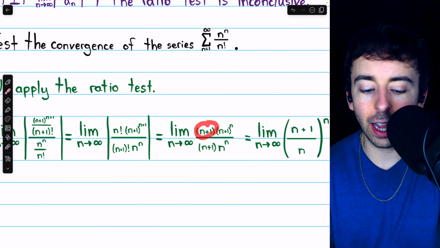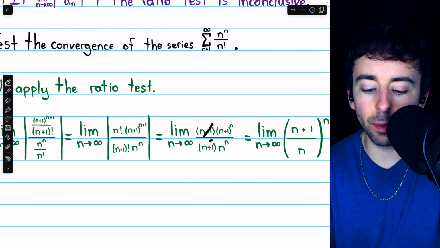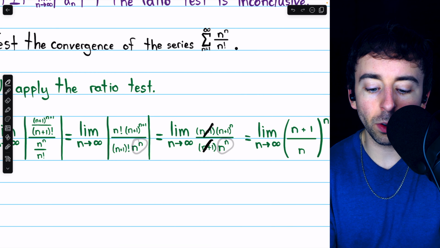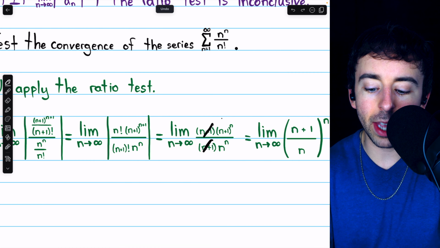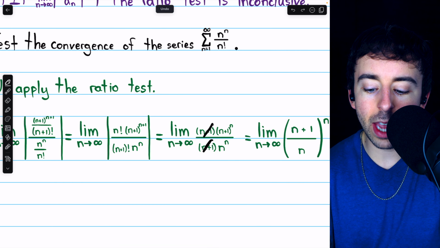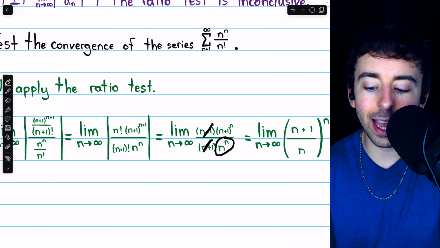The n plus 1 that we took out, we can cancel with the n plus 1 which would remain in the denominator. We also, of course, have n to the n in the denominator. We also drop the absolute value because all we have here are positive integers. So doing that cancellation, we have (n+1) to the n divided by n to the n.